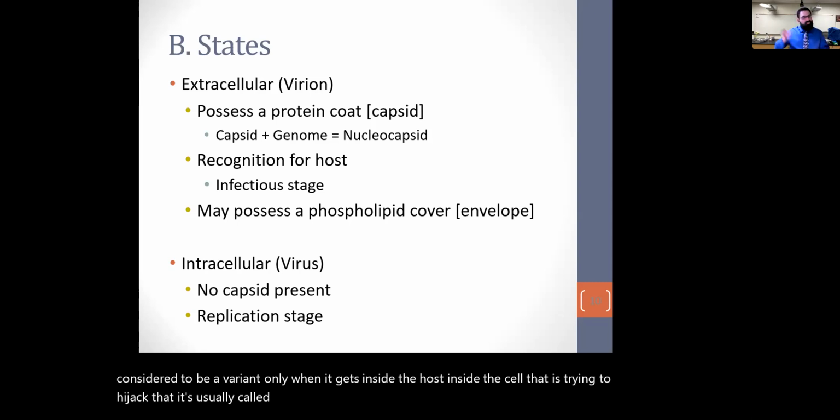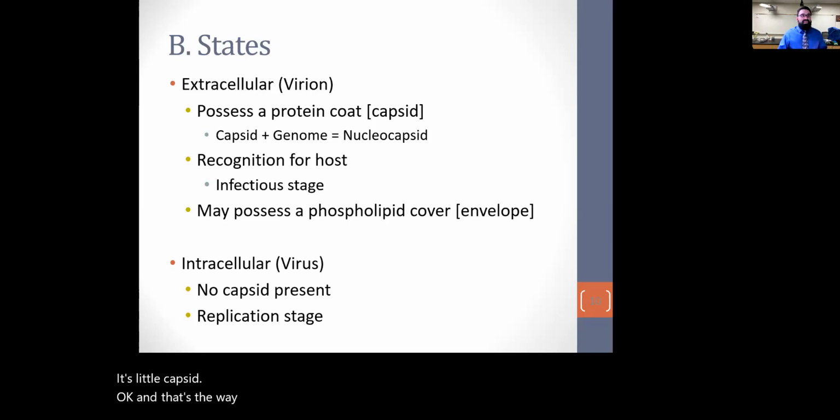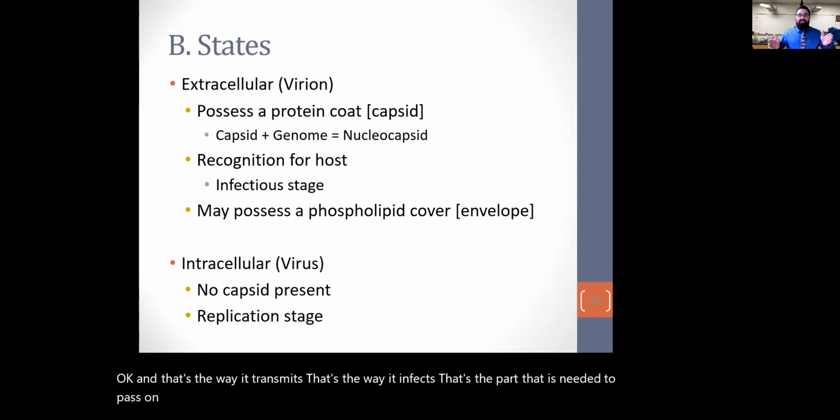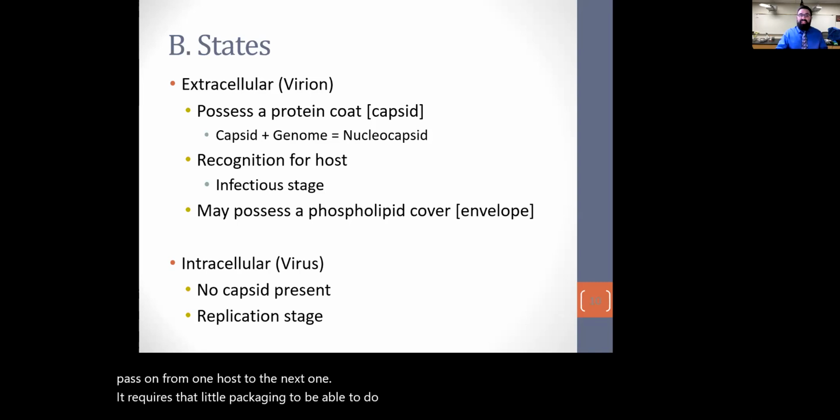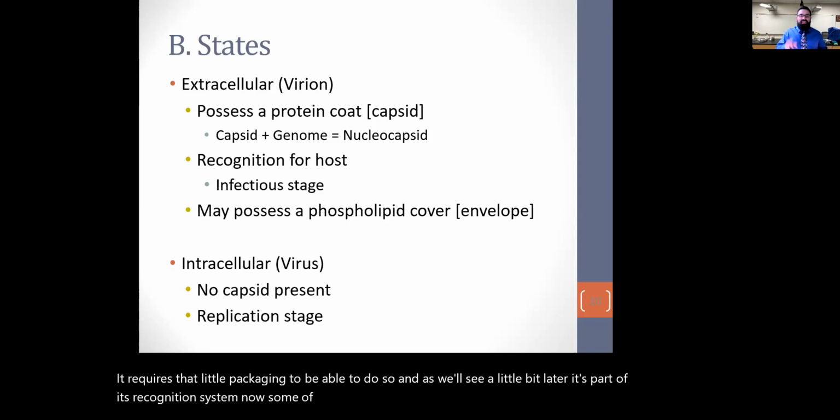And so in those steps, as we will see much later, the virus is only considered to be inside the cell itself, whatever it's trying to take over, hijack, or kill. But it's an external structure. It has this little protein coat, its little capsid. And that's the way it transmits. That's the way it infects. That's the part that is needed to pass on from one host to the next one. It requires that little packaging to be able to do so. And as we'll see a little bit later, it's part of its recognition system. Now, some of them, like I said, may have a little bit of a lipid coating outside.